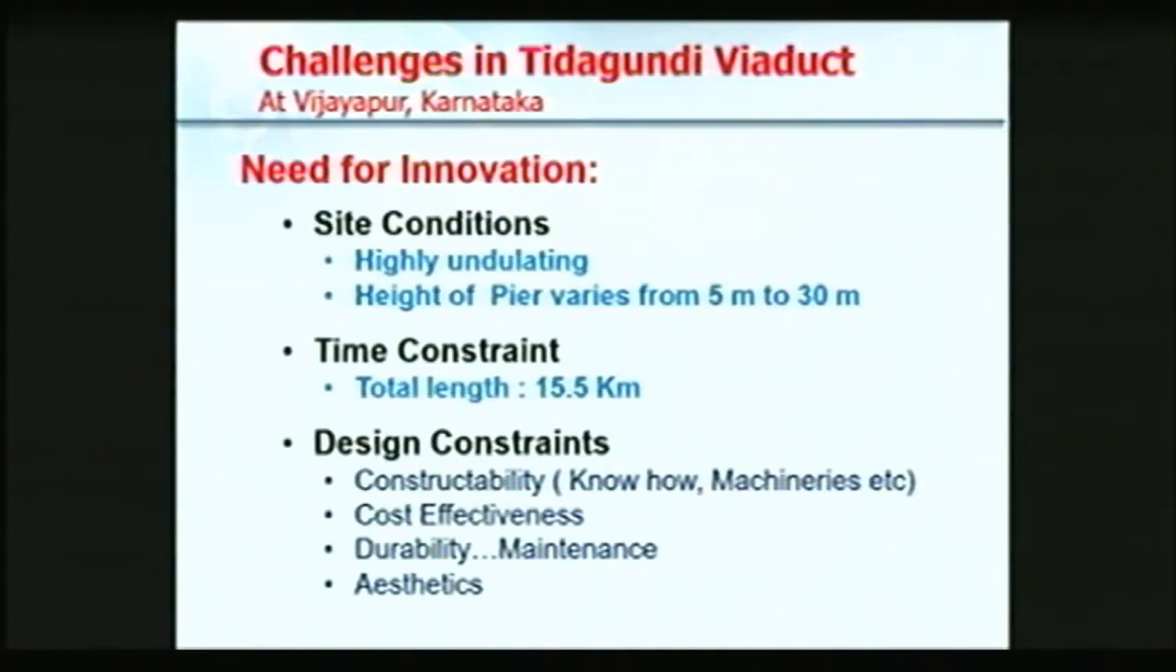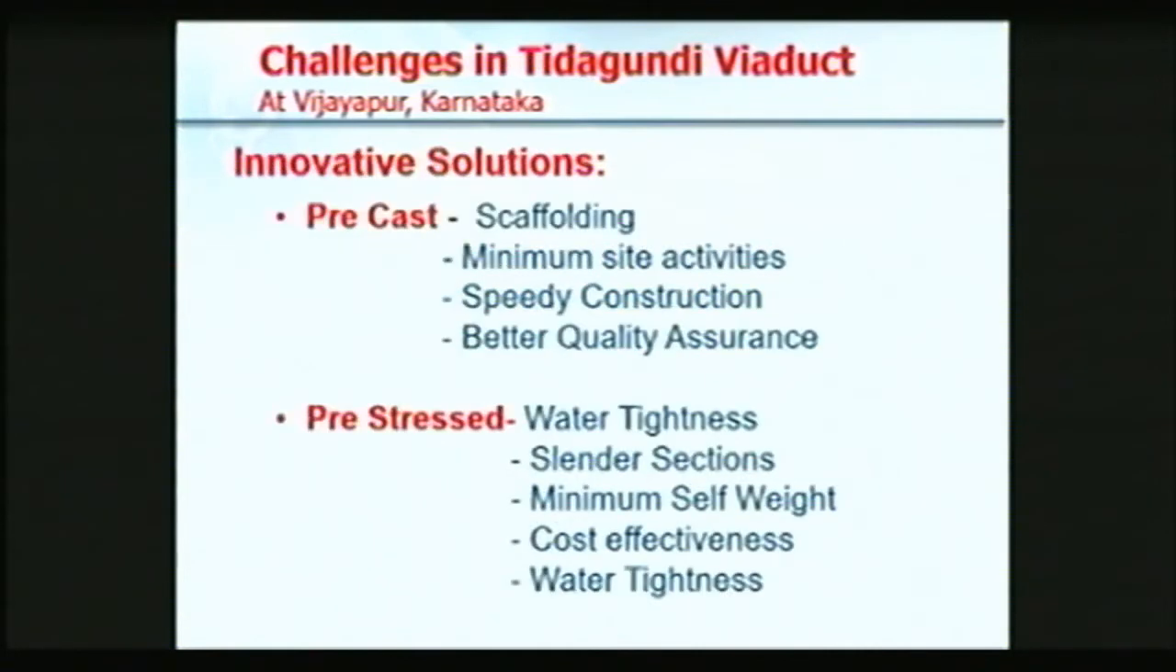Then what are the design constraints? In the government sector, the traditional way of handling things is, whatever formwork is available, keep using the same formwork repetitively throughout the life of the contractor. So constructability, whatever we promote or suggest, whether it can be constructed on the site, what is the cost effectiveness, what is the durability and maintenance, and at the same time, because this was running very close to the Bijapur city, which is a historic city, even aesthetics was a concern. So these were some of the conditions on the site for which we needed to think of innovative application of technologies.